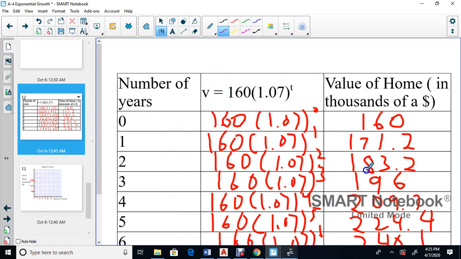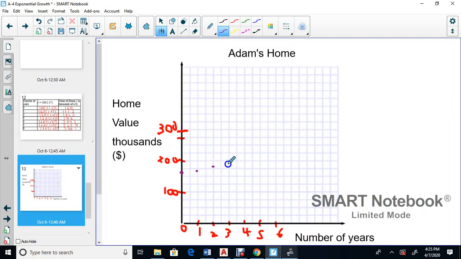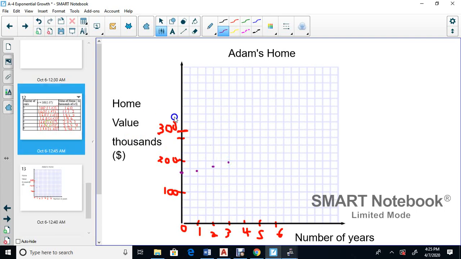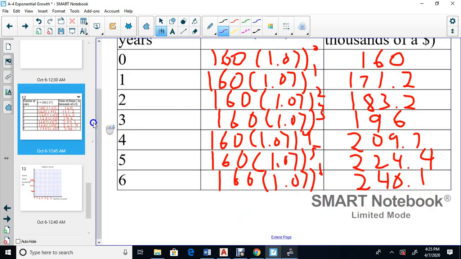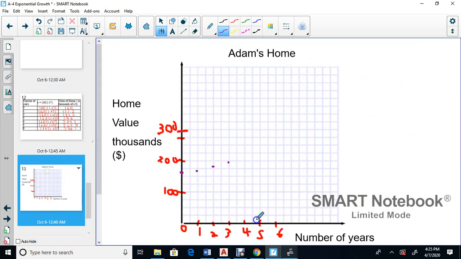Okay, on the next one, at 3, we're at 196. Just under the 200, so we're right about there. Okay. At 4, it's hard to read, 209, so we're above the 200 mark. So at 4, we're just above the 200, we're about here.